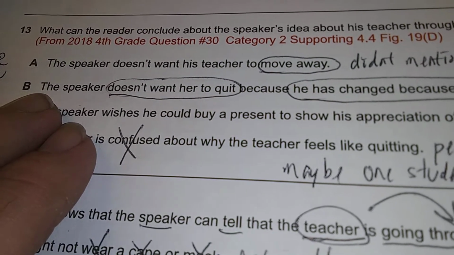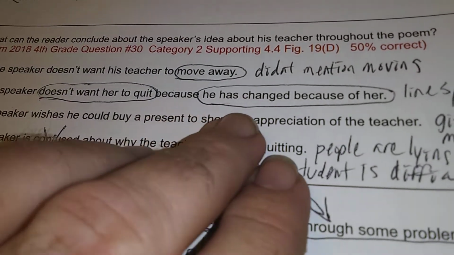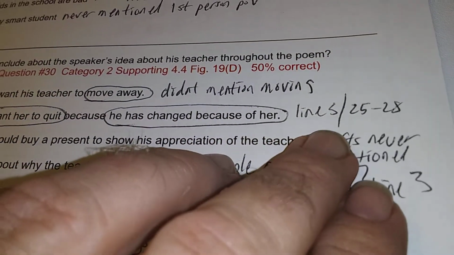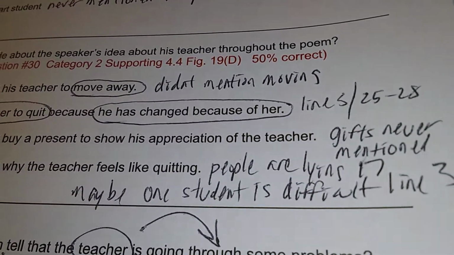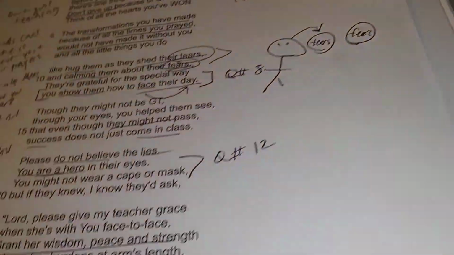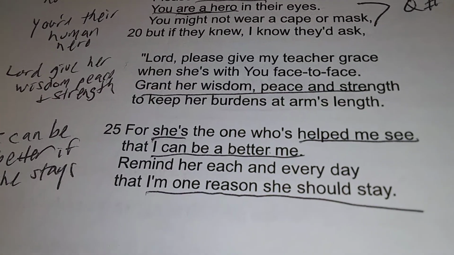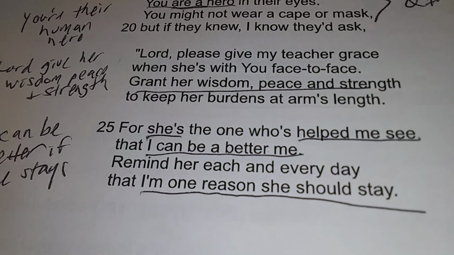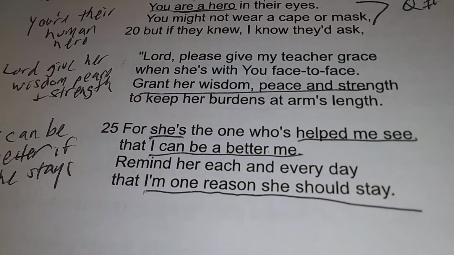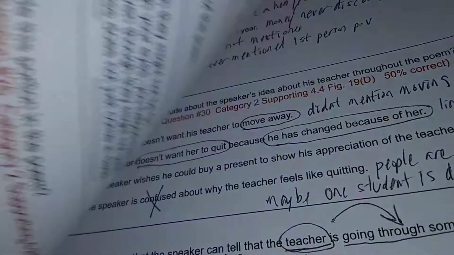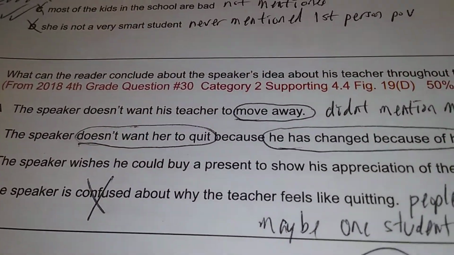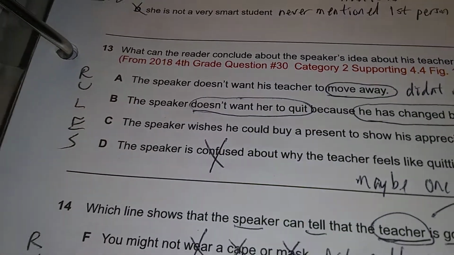The speaker doesn't want her to quit because he has changed because of her. Lines 25 through 28 do say that. Let's go ahead and take a look at it. For she's the one who's helped me see that I can be a better me. Remind her each and every day that I'm one reason she should stay. So yes, that part would be true. That would be the one that I would select.